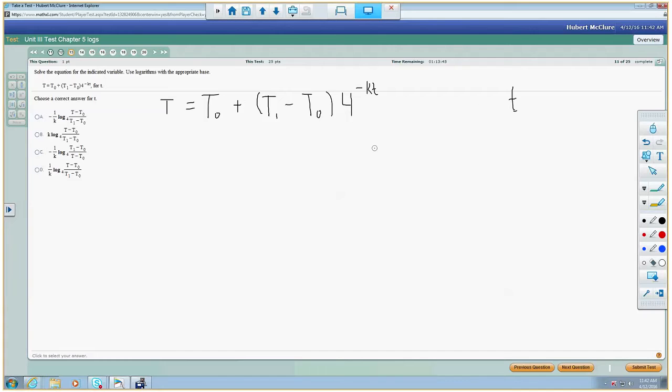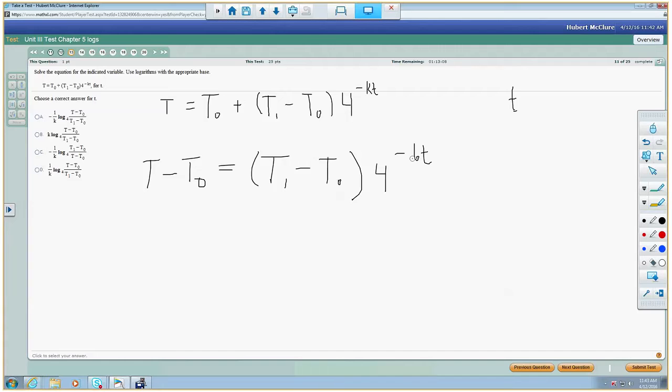This is the same as the other problem. So how do you get rid of adding T sub o? So T minus T sub o is equal to, that's a big T, not a little t, but it makes a difference, T sub 1 minus T sub o times 4 to the negative kt power.